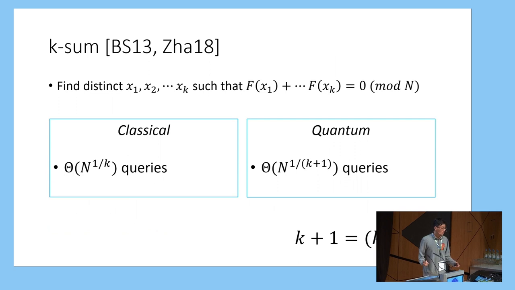The k-sum problem is a generalization of database search and 2-collision finding. This is to find k distinct inputs such that their f of x sum up to 0. In the classical setting, the query complexity is n to the 1 over k. And in the quantum setting, it is n to the 1 over k plus 1. Still follows the rule.